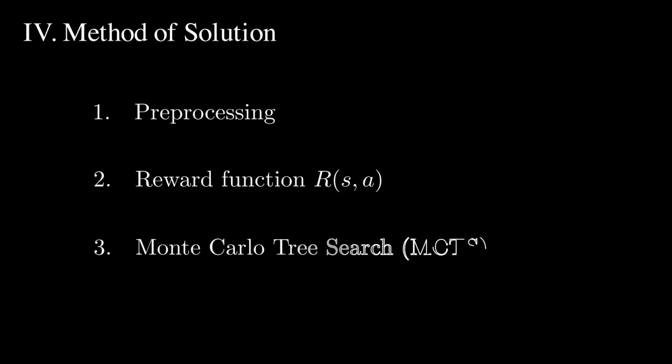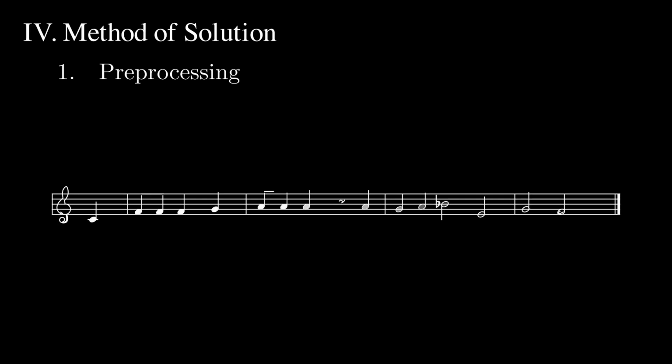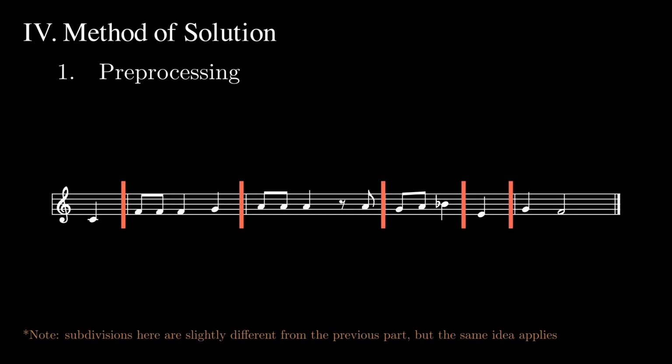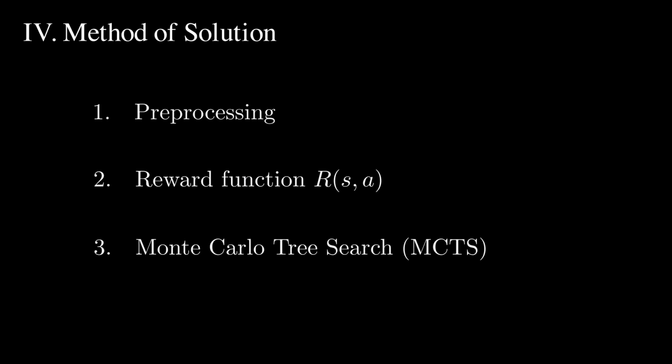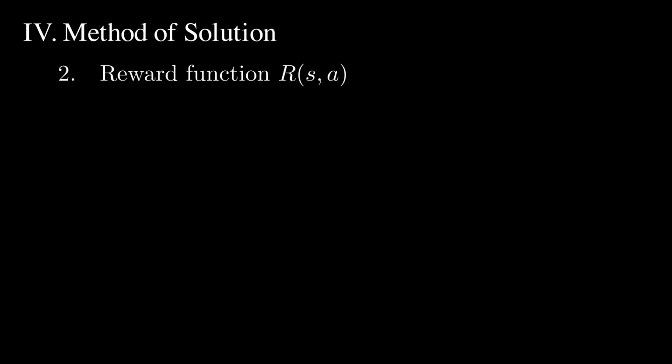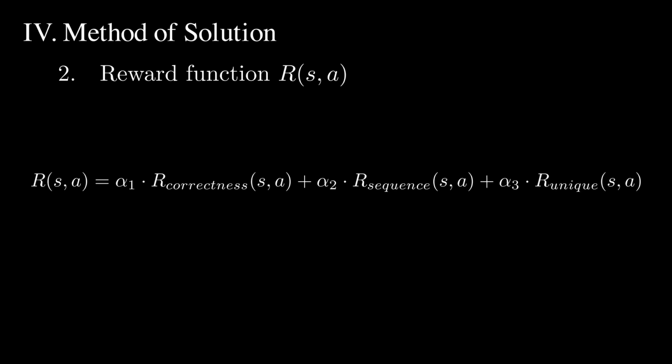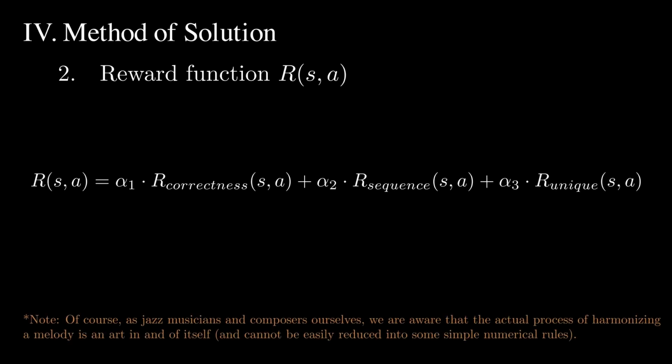To implement an algorithm that accomplishes this, we had 3 main components. Pre-processing the data is fairly simple conceptually. We just section the melody into how we want the parts to be harmonized. We then had to design a reward function that numerically quantifies the quality of each chord.